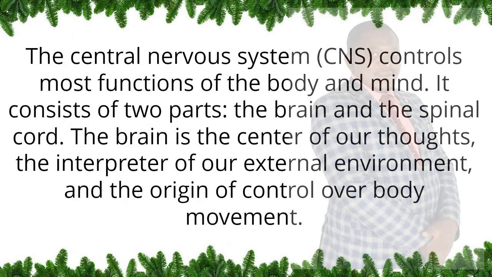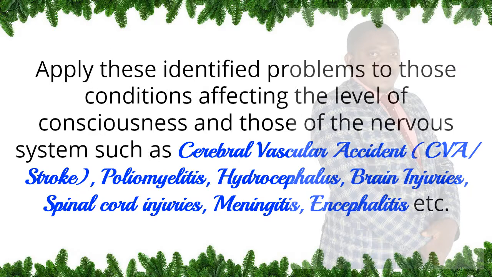The central nervous system. The central nervous system, CNS, controls most functions of the body and mind. It consists of two parts, the brain and the spinal cord. The brain is the center of our thoughts, the interpreter of our external environment, and the origin of control over body movement. Apply these identified problems to those conditions affecting the level of consciousness and those of the nervous system, such as cerebral vascular accident, CVA, stroke, poliomyelitis, hydrocephalus, brain injuries, spinal cord injuries, meningitis, encephalitis, etc.